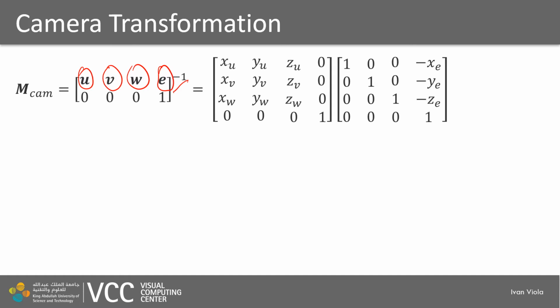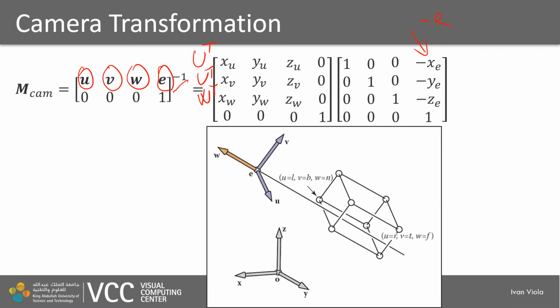So you can see here is the U transpose, here is the V transpose, here is the W transpose vectors, and this is the minus E vector, column vector. So this is the eye point position. The graphic here is showing that we are basically aligning now our camera space with the world space so that our eye position is aligned with the origin of our world coordinate system.